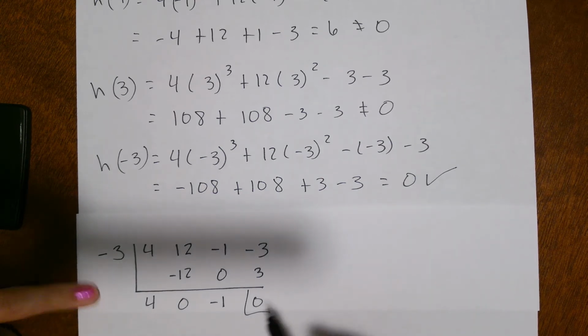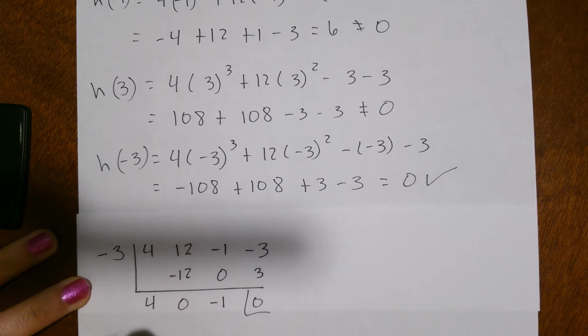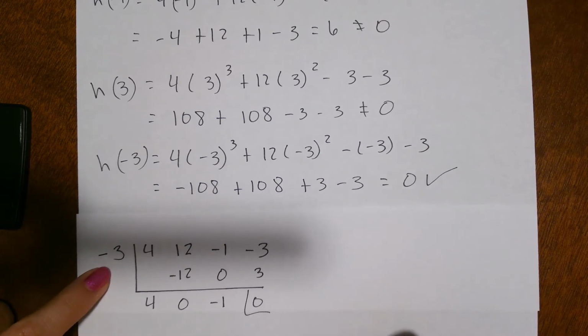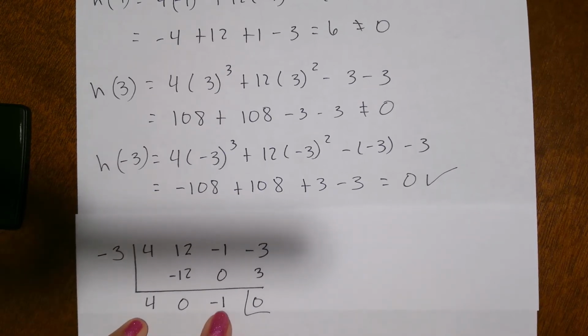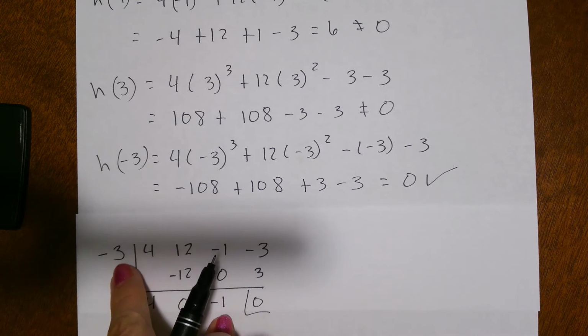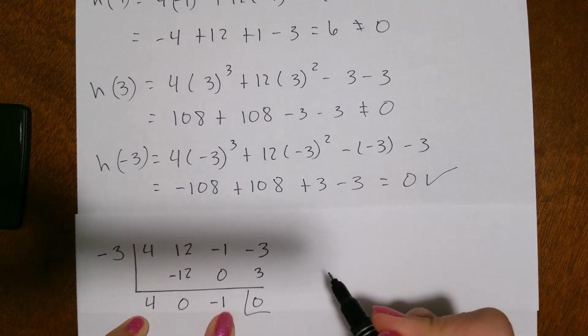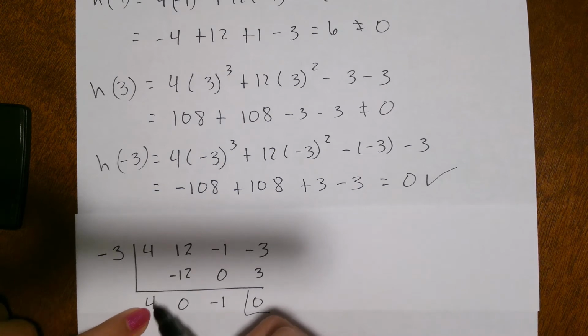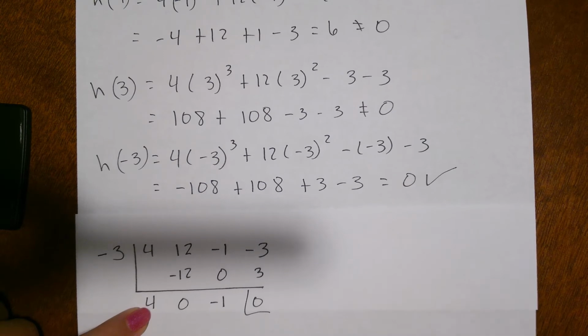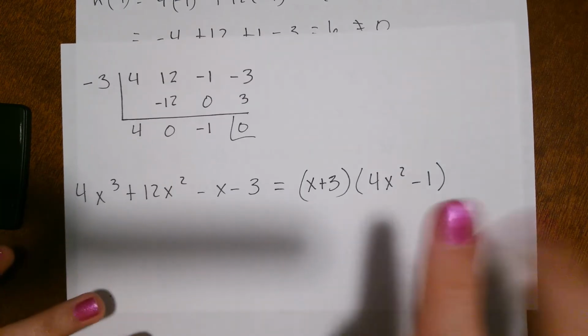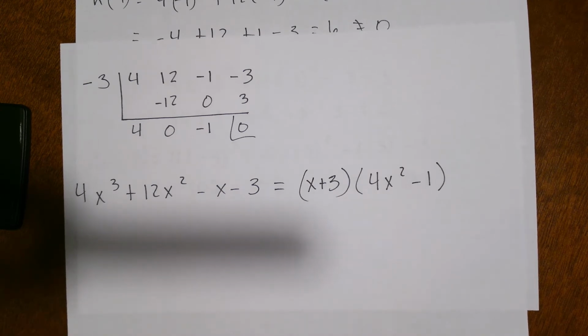What does that tell me? Long story short, that tells me that 4x cubed plus 12x squared minus x minus 3 can be rewritten as x plus 3 is a factor. And since this was a cubic, I divided by linear and that knocks it down by 1 degree or 1 power, so that cubic turned into 4x squared plus 0x minus 1, or just 4x squared minus 1. And so now we are on our way to writing this in factored form, or at least knowing what all the factors and zeros are.